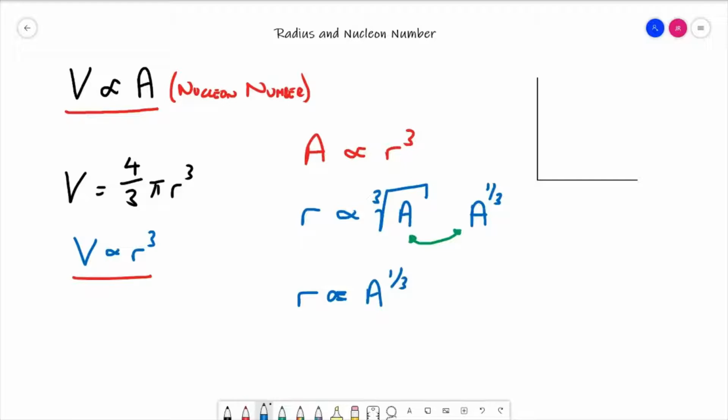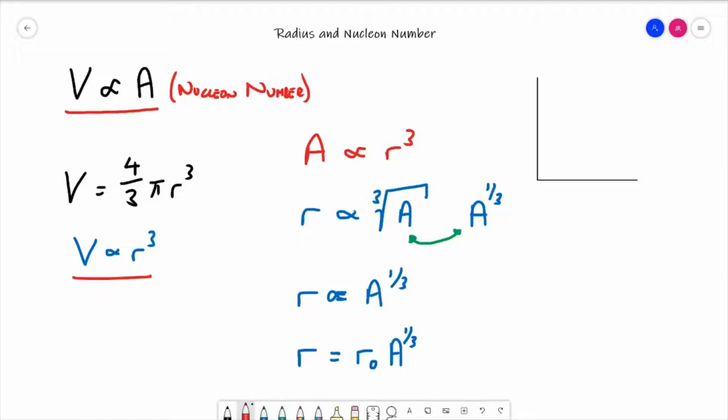Now obviously we don't like to leave that proportional sign in physics, we like to replace it with an equal sign and a constant of proportionality. So we're going to do exactly that. R is equal to, and we'll put the constant in a second, A to the power of a third. Now the constant here is called R naught. That R naught doesn't have a special name, it's just known as R naught, and it is the constant of proportionality between the radius and the cube root of the nucleon number.